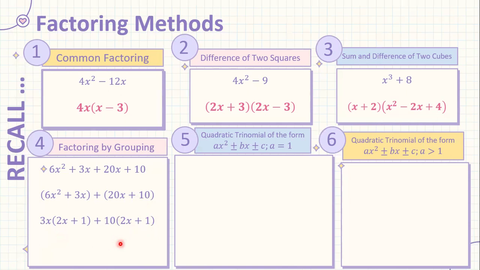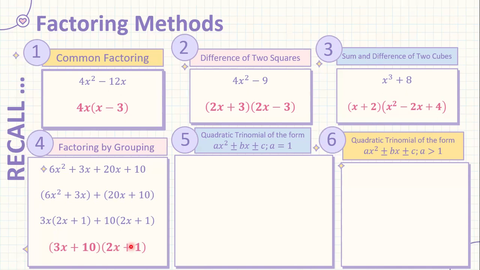Make that as one group. So, we have 3x plus 10. And since the same lang naman yung nasa parenthesis, so it counts as 1. So we have now the factors of 3x plus 10 multiplied by 2x plus 1.